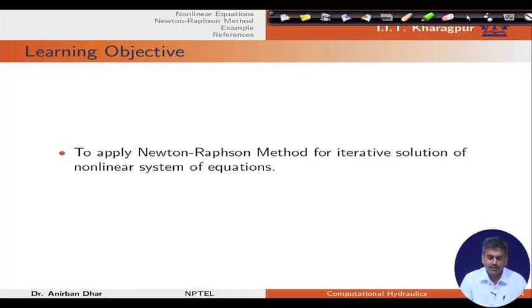Learning objective: at the end of this particular unit, students will be able to apply the Newton-Raphson method for iterative solution of nonlinear system of equations.